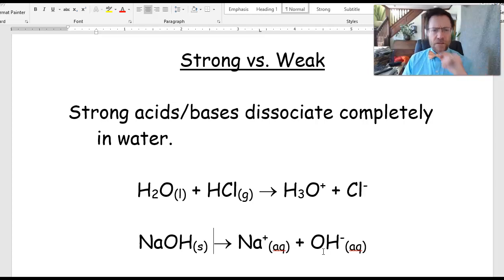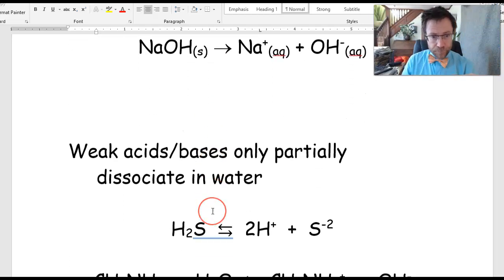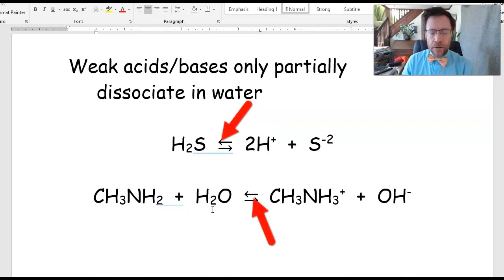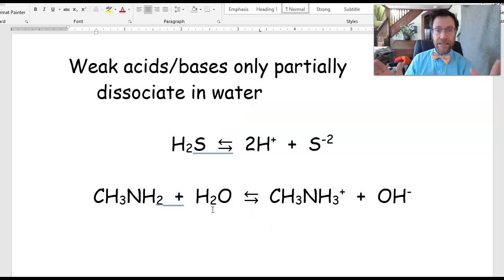Does that make sense? So when we say strong acid or strong base, what we mean from the science perspective is that when we dissolve it in water, the ions break apart and they stay apart. It's a one-way reaction, right? Same thing, only different. A weak acid and base do not break apart completely. They only partially dissociate. It's called ionization. And here we have two examples.